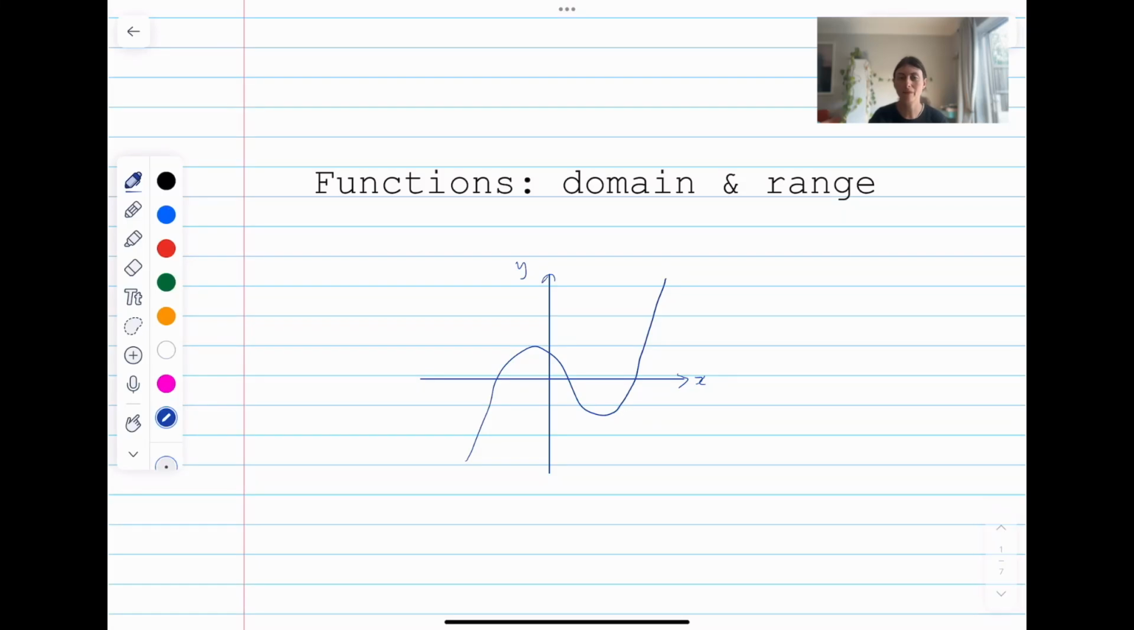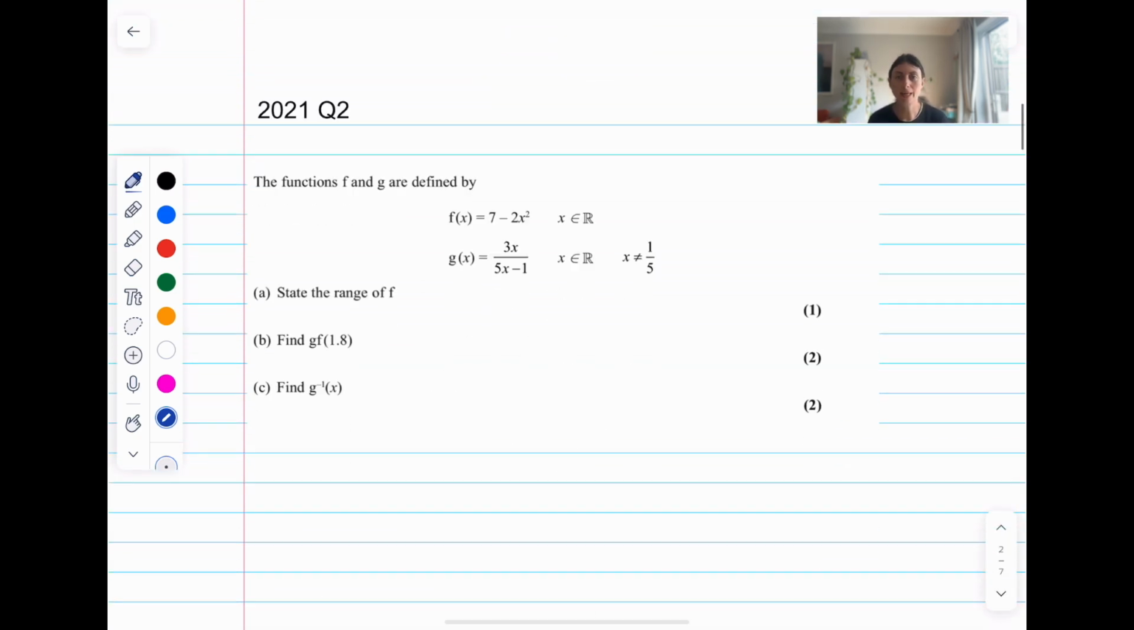Welcome to this topic, functions with a focus on domain and range. We are going to look at the 3 most recent available past paper questions on this topic. First is from 2021, question 2, state the range of f.